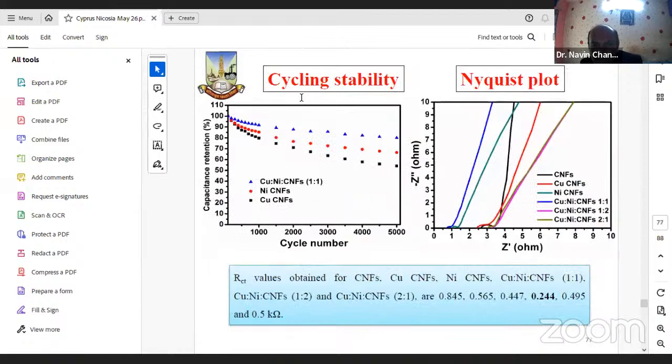This is the cycling stability and Nyquist plot. Here are the values, and this particular 0.244 seems to be very effective for this 1:1 copper nickel carbon nanofiber.